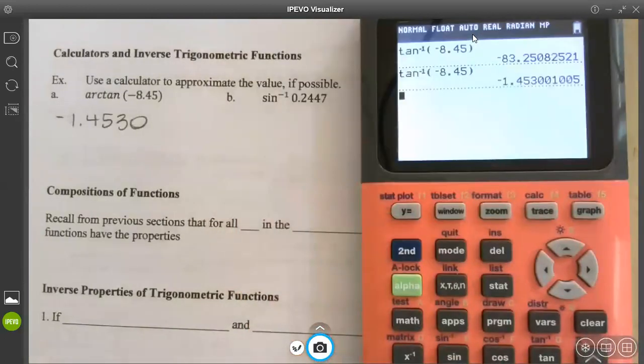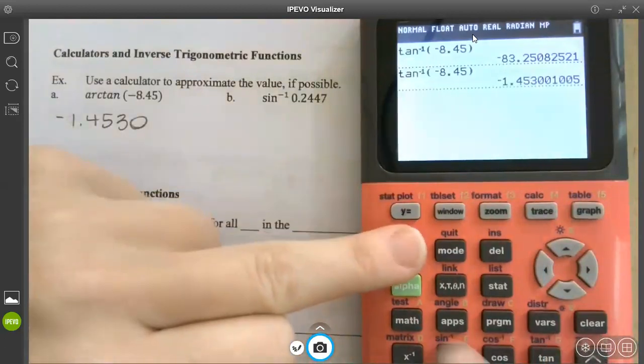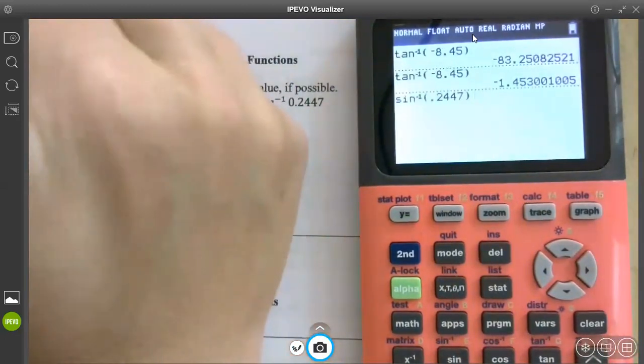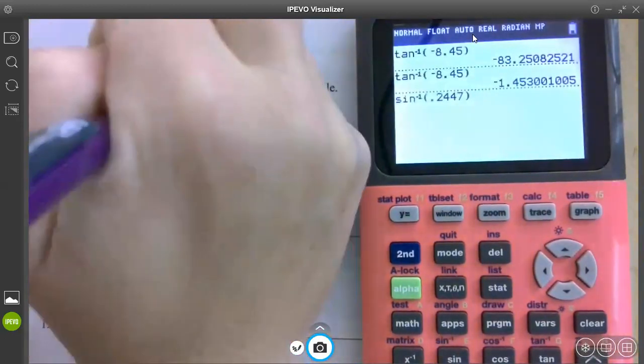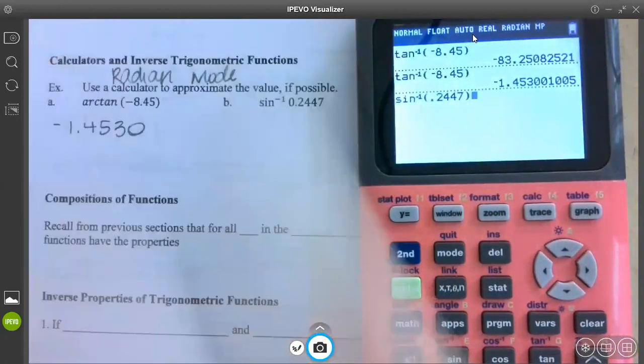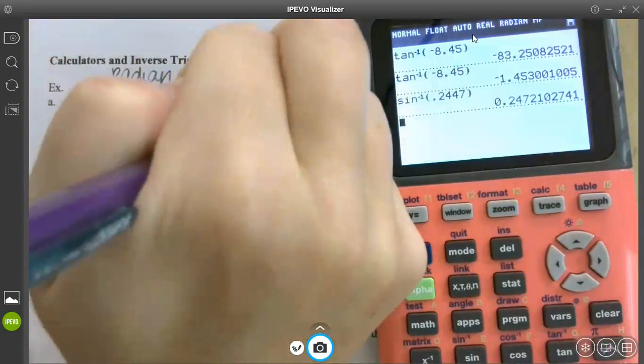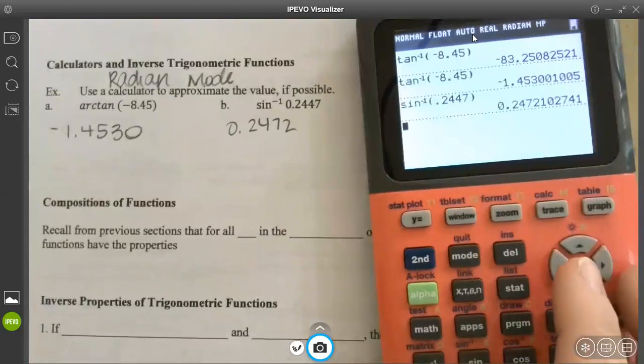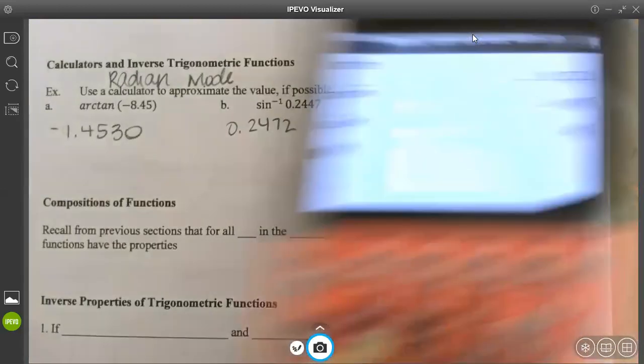All right. Sine inverse 0.2447. Again, make sure you're in radian mode if you need to write that down. And we get 0.2472. I've showed you how to turn it into terms of pi. These will not be pretty to turn into terms of pi. That's why you just make it in radians.